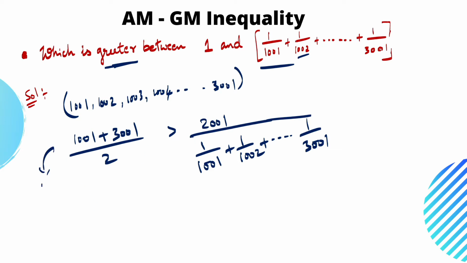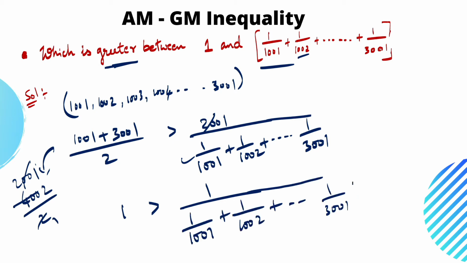So this will be 4002 divided by 2, so this can be 2001, right? So 2001 will be greater than 2001 by this, and the 2001 and this get cancelled, and we will be left with 1 is greater than 1 by this. So we are left with this. So the second value, which is 1 by 1001 plus 1 by 1002, so on till 1 by 3001, is greater than 1. So between 1 and this value, this is greater, right?